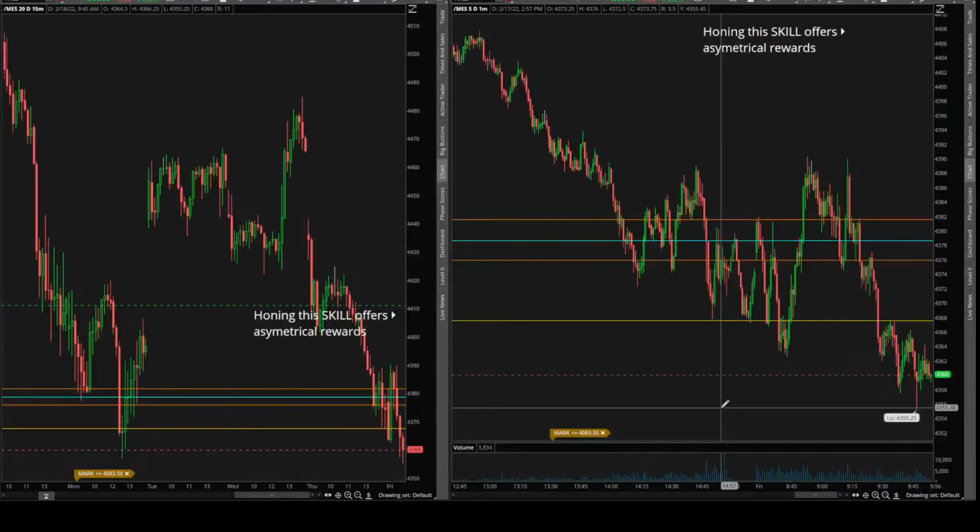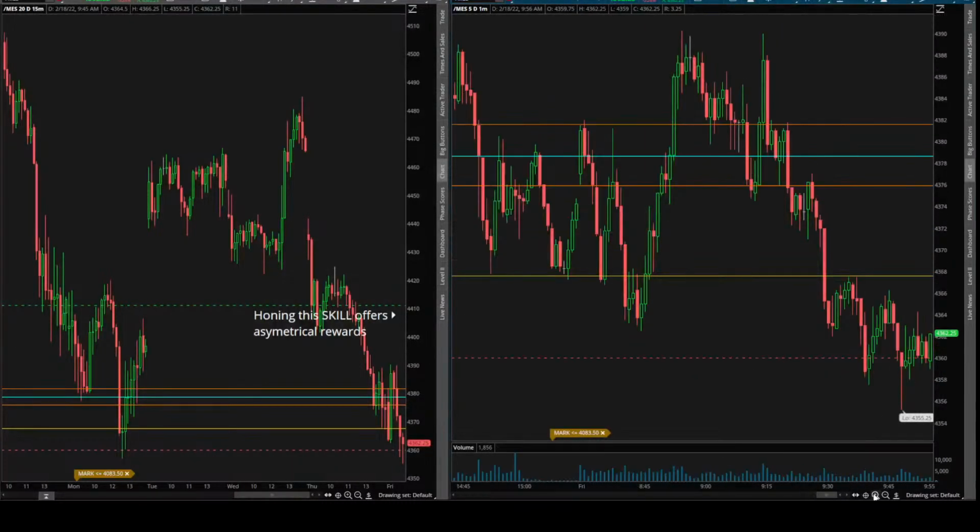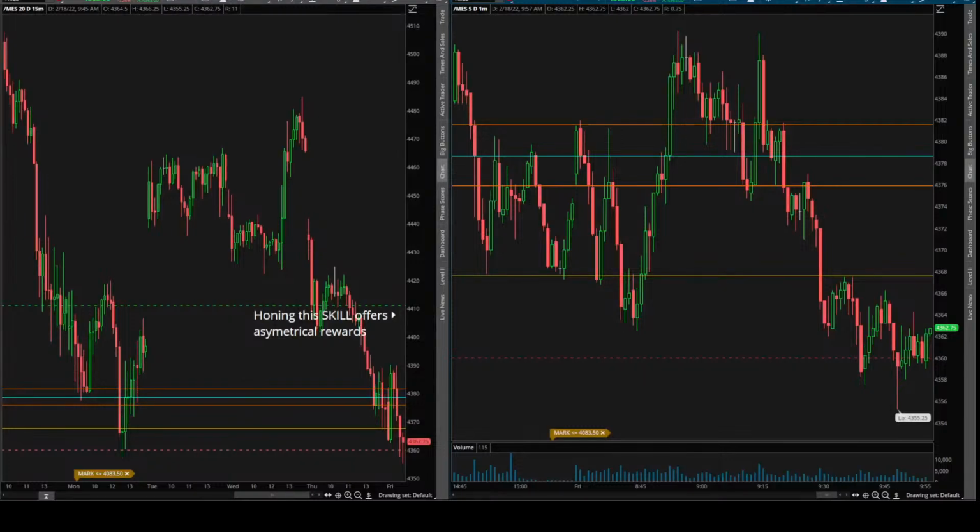Now, it could be a rotational day where we kind of get up into here, come back, and then just go up and back and forth. We'll see. All right, we've got 3 minutes left on the 15-minute bar for NASDAQ and the E-mini. We are holding here above overnight low, trying to hang in there. Five minute, doing its thing.